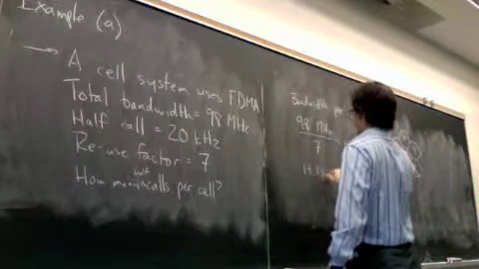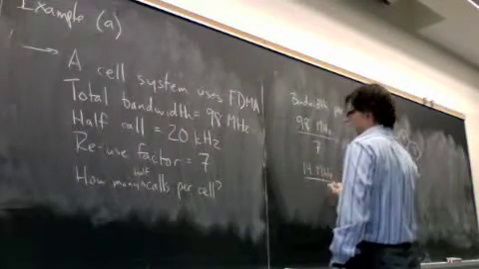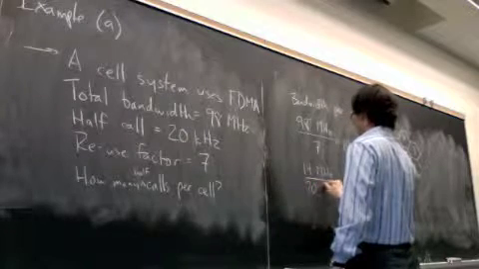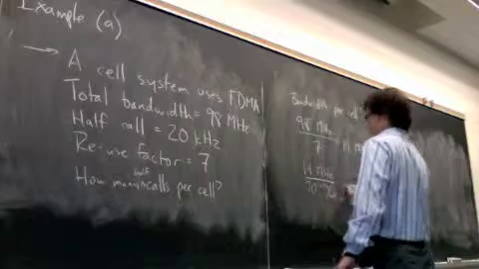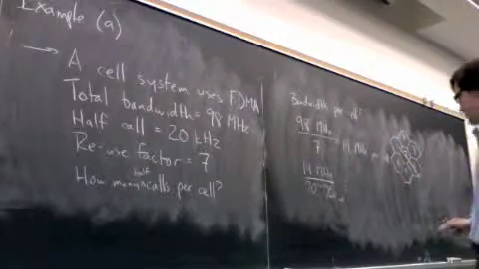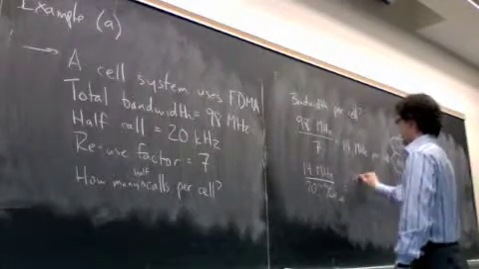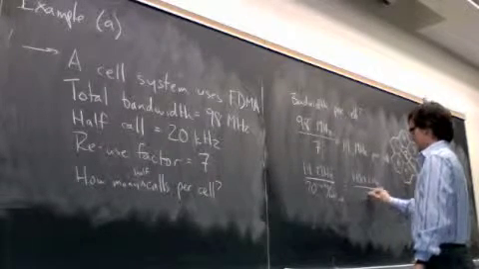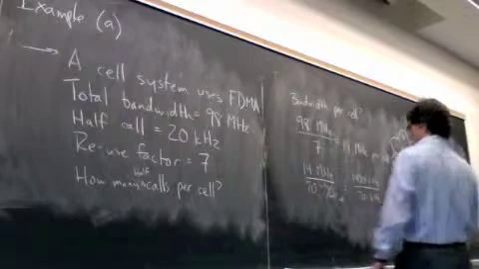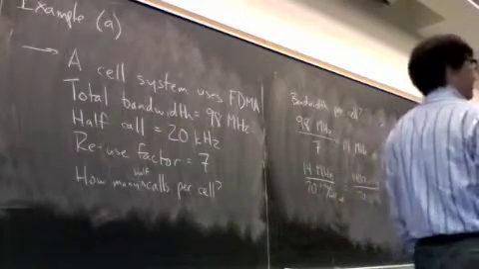14 megahertz divided by 20 kilohertz per half call is equal to, well, let's see, what is that? That's 1400 kilohertz divided by 20 kilohertz, which is 70. So anyway.